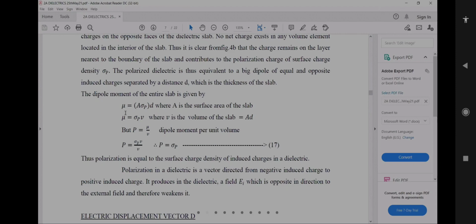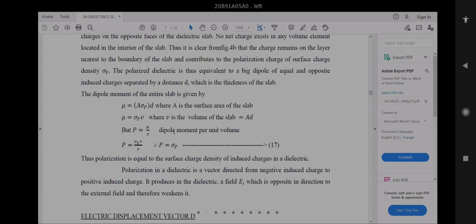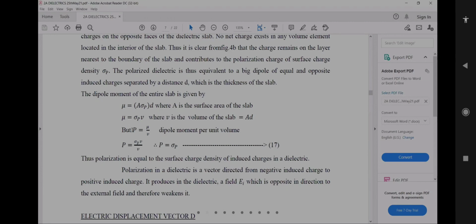Therefore mu is equal to A into sigma p into d, where A is the area of the surface of the slab. So mu is equal to sigma p into A into d. What is A into d? Area into thickness is the volume of the slab, so mu is sigma p into v. We know that polarization P is equal to mu by v, the dipole moment per unit volume.